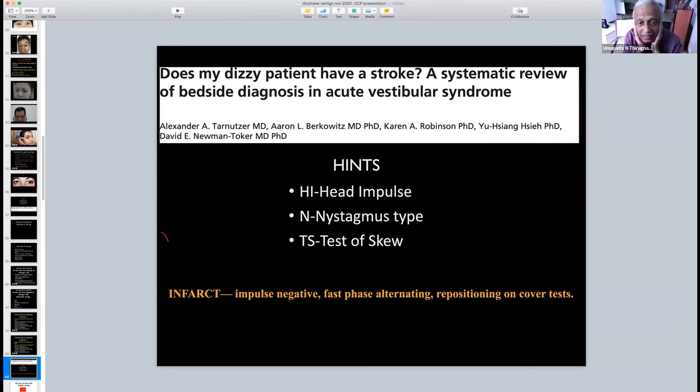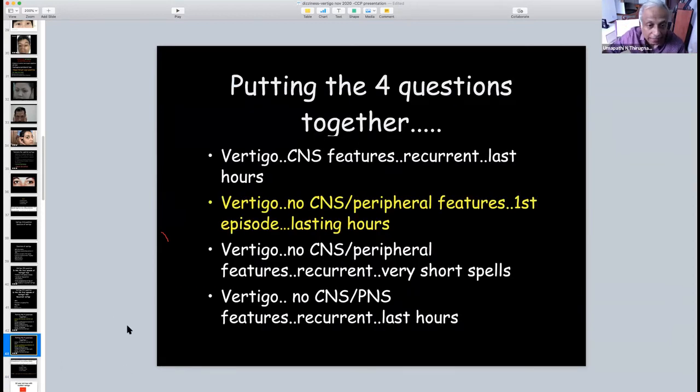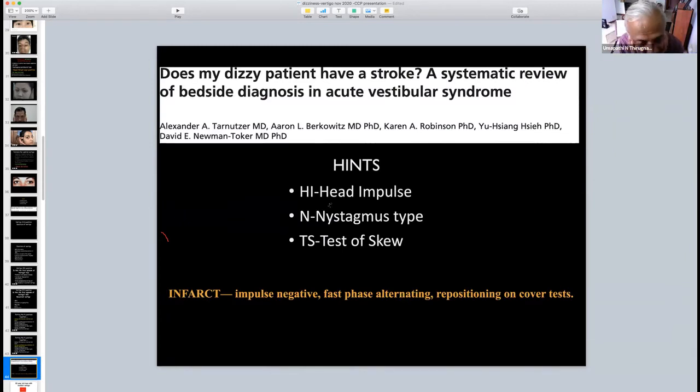So if somebody comes to you with this story and the head impulse is negative, nystagmus is of a central nature, and there's skew deviation, this study says that there is more than 95% certainty that we are dealing with a posterior circulation stroke. And you know what is the most amazing part? It is even more accurate than the MRI. Okay, an acute MRI could miss a small lesion in the medulla, a small lesion in the posterior circulation, but the HINTS will tell you the answer.